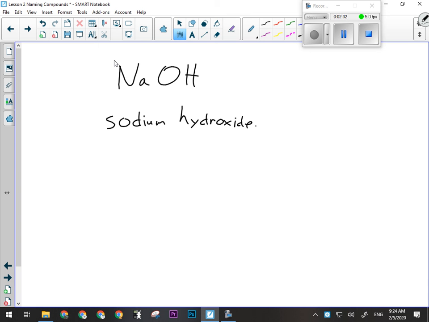What would this stuff be? Right, so the Li stands for lithium, and NO3 is in that table of polyatomic ions. Its name is nitrate. Lithium nitrate.